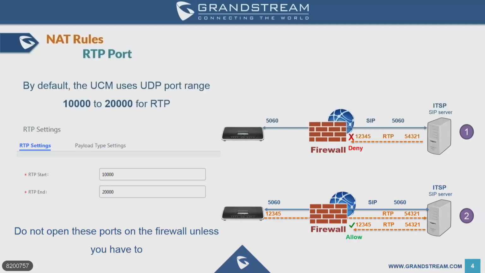While SIP deals with setting up, controlling, and terminating the call session, RTP uniquely deals with carrying the media, or the audio traffic. And during the exchange of the SIP messages, the SIP user agents, and I mean by this the ITSP SIP server and the UCM, exchange the port numbers that will be used to send the RTP traffic, or the audio traffic. So let's stick to the example that we have in front of us.